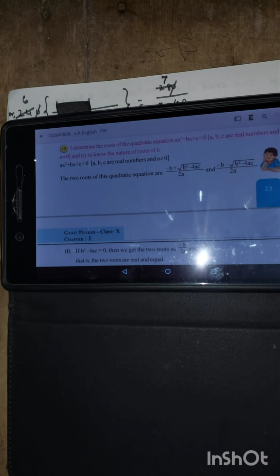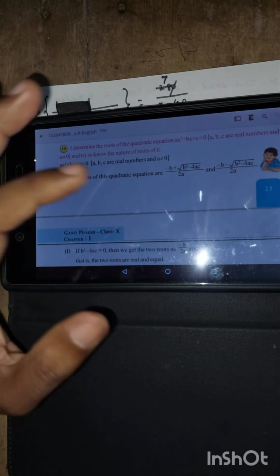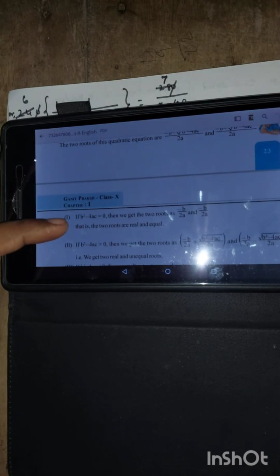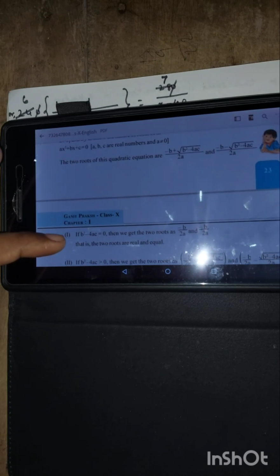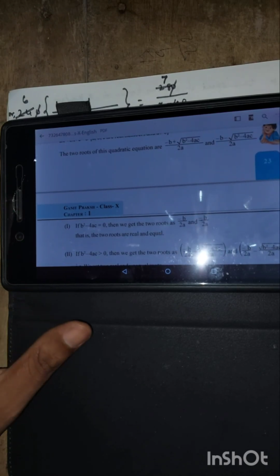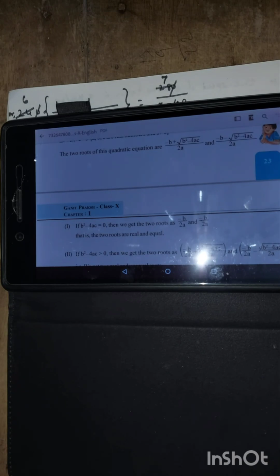Now if we look at the part which is under root, that is b square minus 4ac, if it becomes 0, we get two equal roots of the quadratic equation, that is -b by 2a and -b by 2a. So these two roots are real and equal.